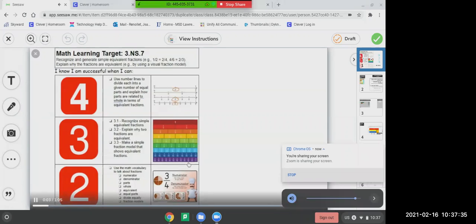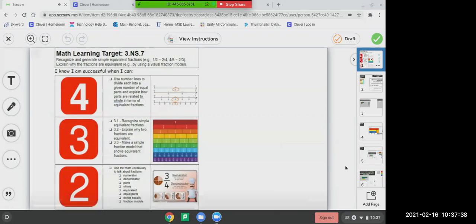All right, here we go. This should work. Our learning target today is to recognize and generate simple equivalent fractions and explain why the fractions are equivalent. So far, we have been using our vocabulary to compare fractions. We've been using the symbols like greater than and less than. Today, we're really going to focus on equivalent fractions.